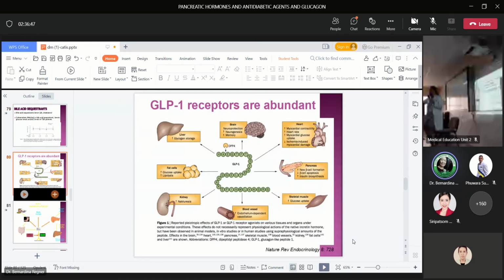We have to go faster now. Now, GLP-1 receptors are abundant in the liver, in the brain, in the heart, in the pancreas, your skeletal muscles, blood vessels, kidneys, and fat cells. These are the effects.